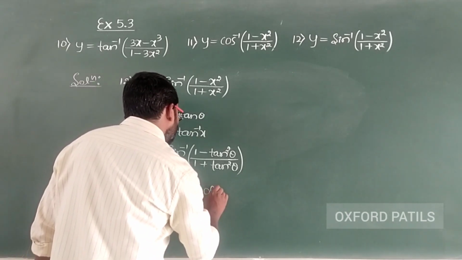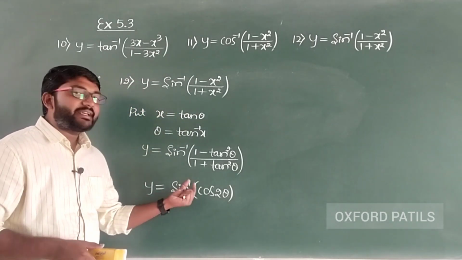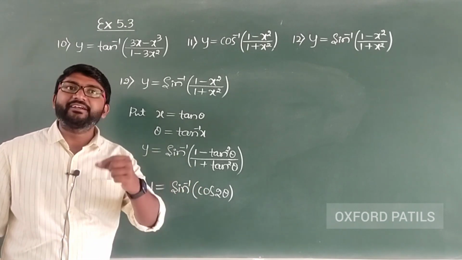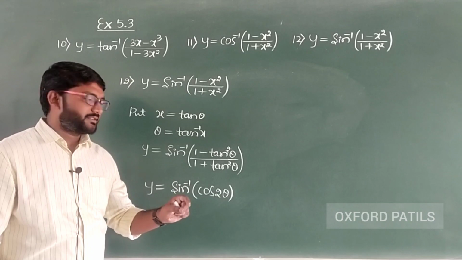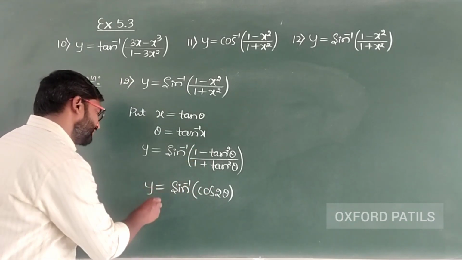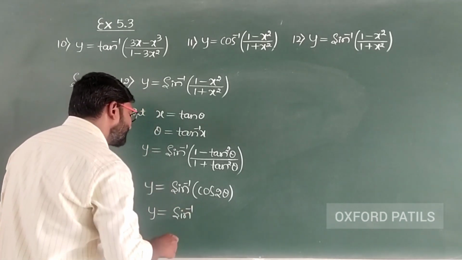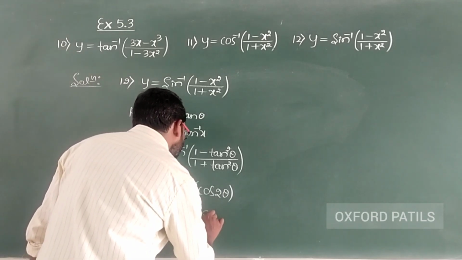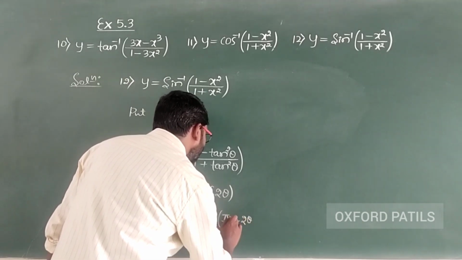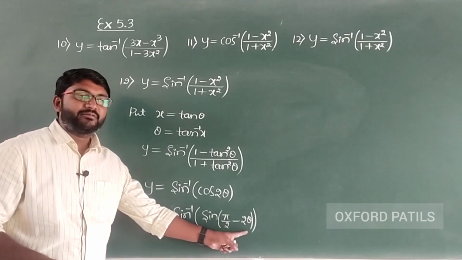cos 2 theta. Now we will have to make use of the complementary angle property. Outside we have the sine inverse, that means inside the bracket we should have the sine term, but here we have cos. By making use of the complementary angle we can write this in terms of sine. So how do we write that? y equals sine inverse of sine of (pi by 2 minus 2 theta). So sin of 90 minus theta will be cos theta.